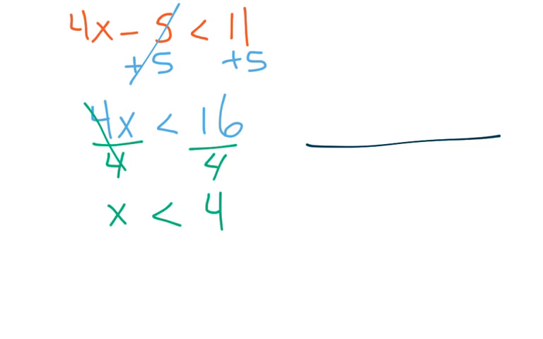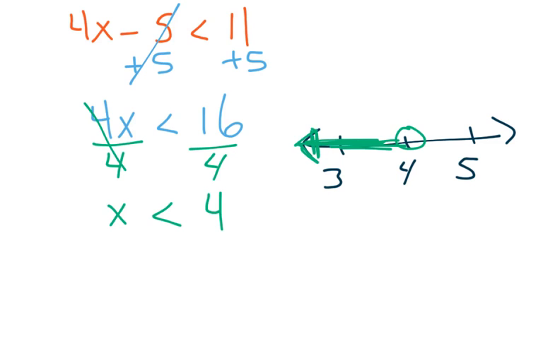Okay, and then we can graph our solution. 1, 2, 3, 4, 5. This one is an open circle. An open circle at 4, this says x is less than 4, so less than is always out to the left. Less than always points left.